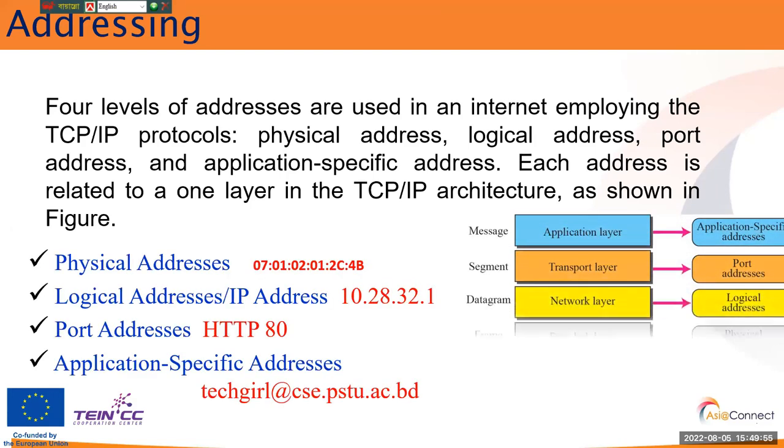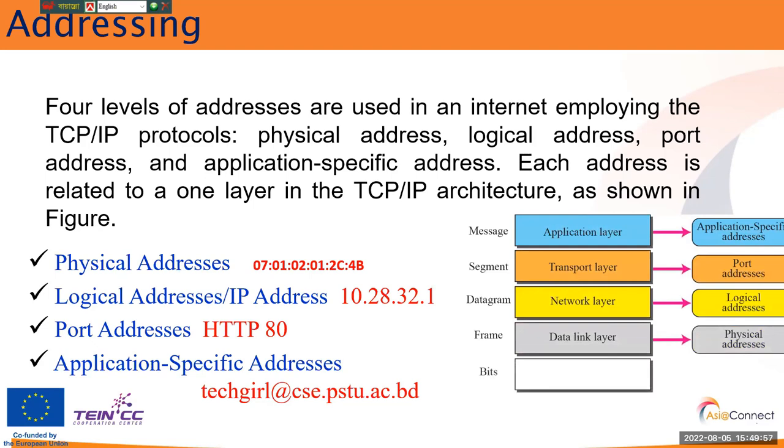So, basically, four types of address are used in the TCP/IP protocol layers. Each address is related to one layer in the TCP/IP structure, as shown in this figure: message, segment, datagram, frame, and bits. These are the specific packets in different layers: application layer, transport layer, network layer, data link layer, and lastly the physical layer. But the above layers have different kinds of address.